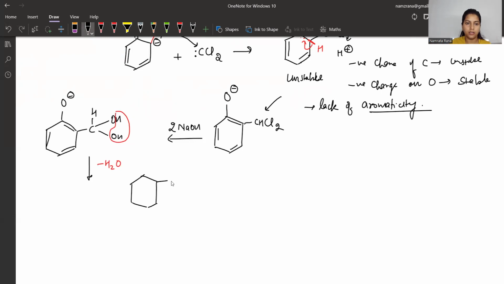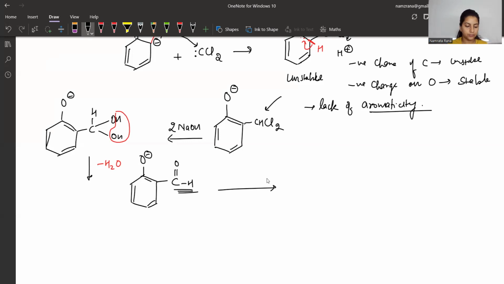C double bond O and H. Also here O negative double bond, like this. So I hope this is clear. O negative with CHO group on the alpha position means this had a relationship of 1:2.